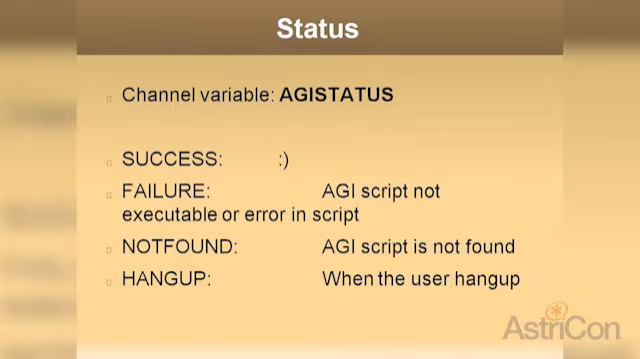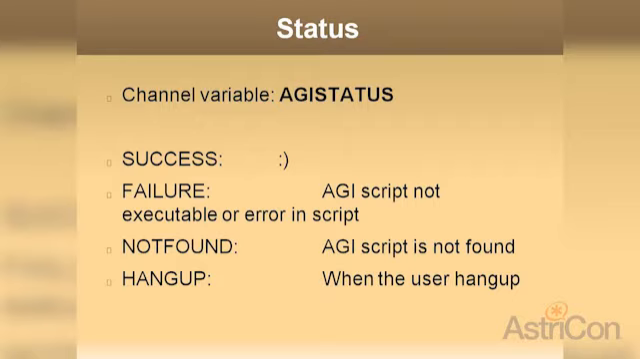We also have a special channel variable called AGISTATUS. The AGISTATUS is like the DIALSTATUS. Let's say you're making a dial. After the dial, you're able to read a channel variable called DIALSTATUS. So you can do whatever you want with that return. We have the same for AGI.